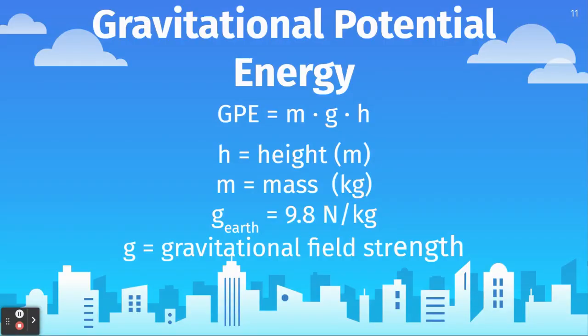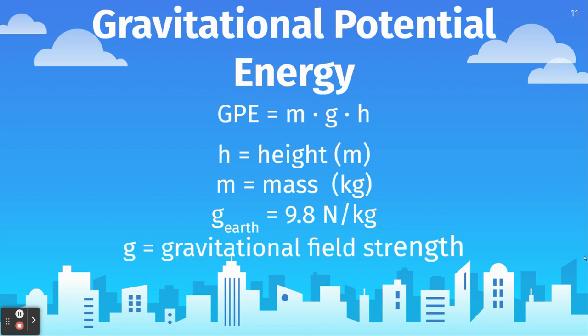Gravitational potential energy you calculate by doing mass times gravitational field strength, or little g, times your height. Remember, height again needs to be in meters, mass needs to be in kilograms, and g on Earth is 9.8. And the problems that we're going to be doing, you basically are going to always have the problem happening on Earth. So g will basically always be 9.8.